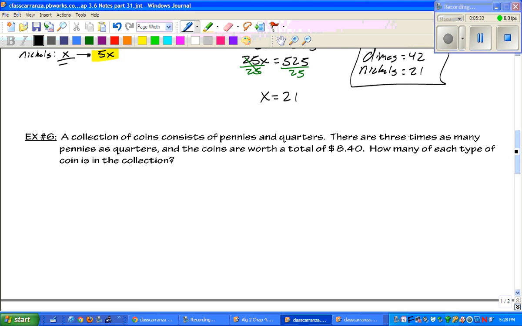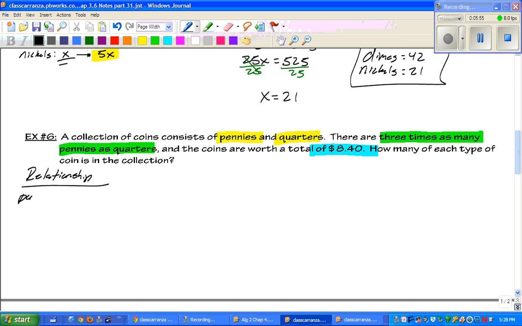All right, let's go ahead and take a look at this one. It says a collection of coins consists of pennies and quarters. There are 3 times as many pennies as quarters, and we have a total of 840. So let's talk about that relationship again.